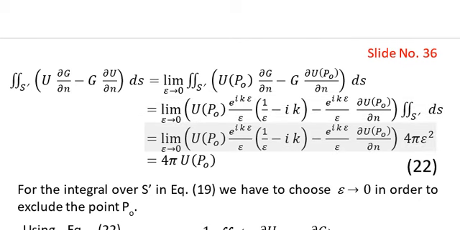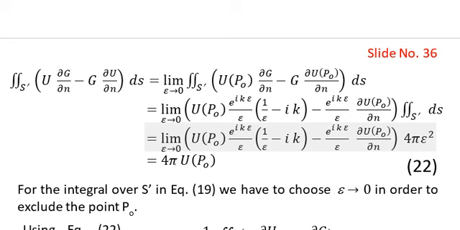So the surface integral on the right hand side over the surface S prime is on the rightmost side of this expression in row number 2. Now what we do is that we have substituted these values in equation in row number 2, and then we have rearranged them in row number 3.